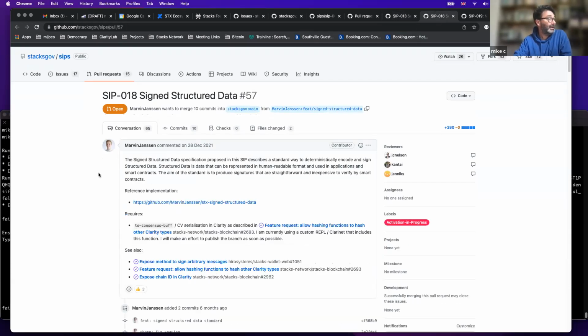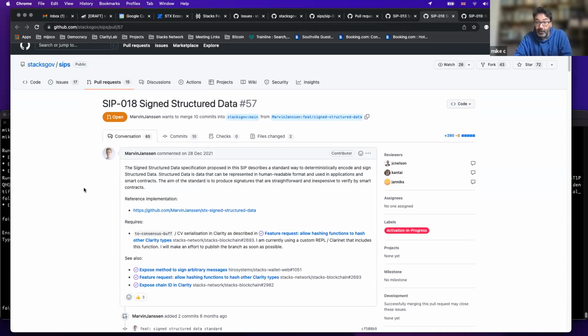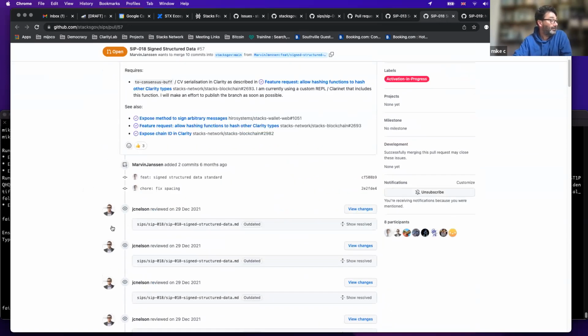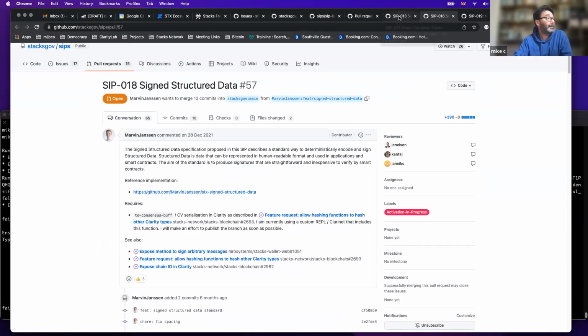I think similarly for signed structured data, Hero picked this up and has put the implementation into their wallet. I think Marvin was just sorting out some last minute technical issues with them about this, which have been picked up now. And likewise, the activation criteria isn't actually in here, so that's something that needs to be done.